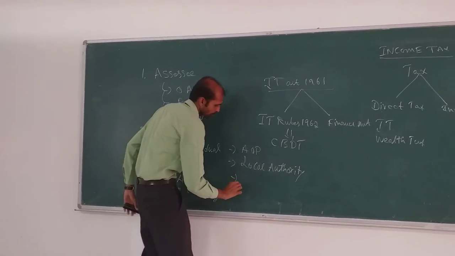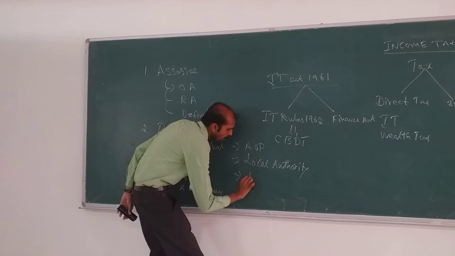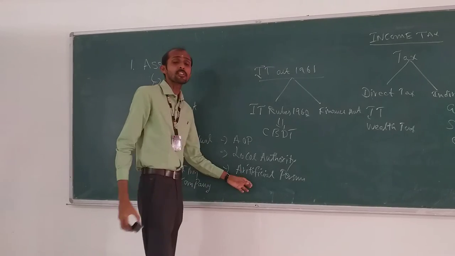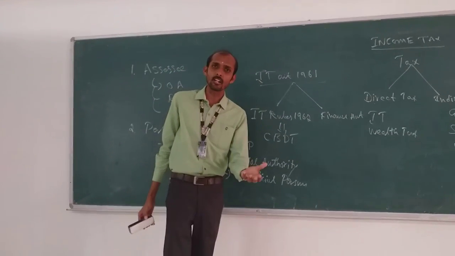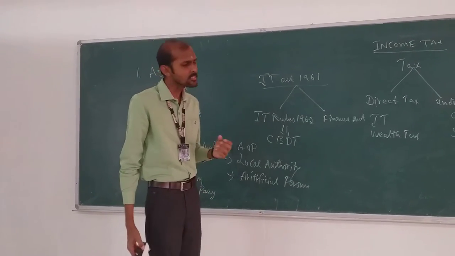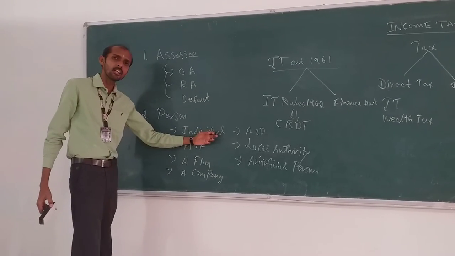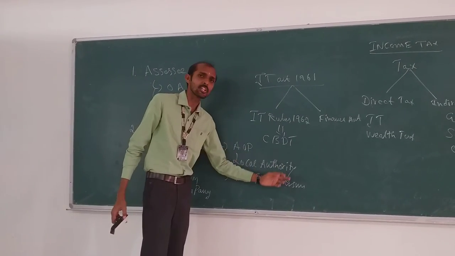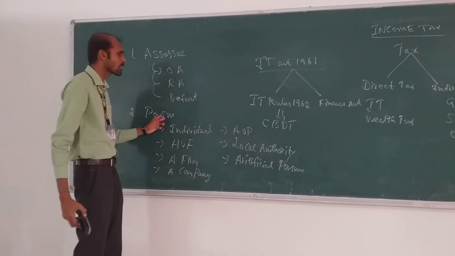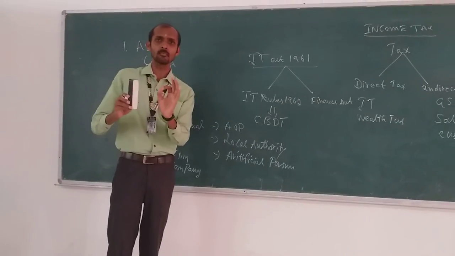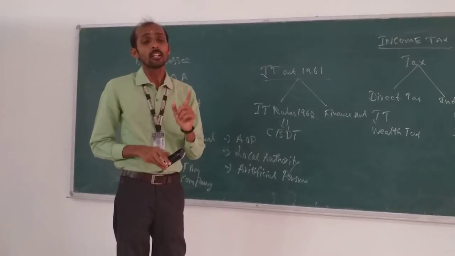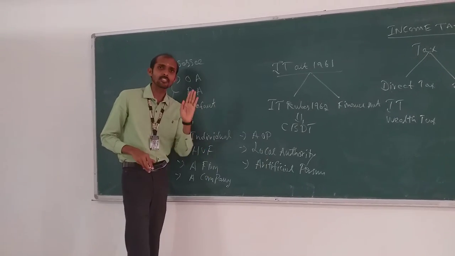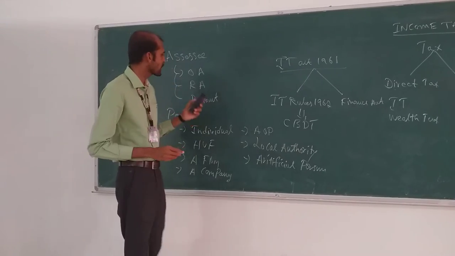Then, next one, artificial juridical person. Like Reserve Bank of India, they are called artificial juridical persons. These are the types of persons. Number one, an individual, a HUF, a firm, a company, an AOP, local authority, and artificial juridical person. These are the different types of person that come under the Income Tax Act. Generally, the term person means human being. But in Income Tax, the term person includes several types of persons. Each and every person has a different set of rules in the Income Tax Department. The second definition is called person.